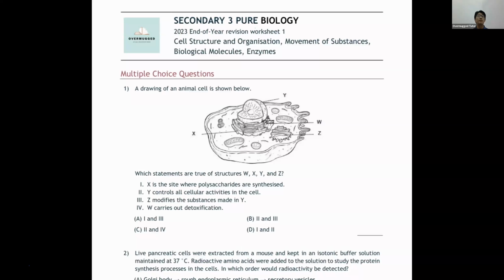So 4 is correct. W carries out detoxification. And this is not something that we need to explain in very much detail over here because your syllabus only requires you to remember that the smooth ER is kind of like one particular organ in the body. The smooth ER detoxifies cell content, just like how the what detoxifies our body? Do we know the answer?